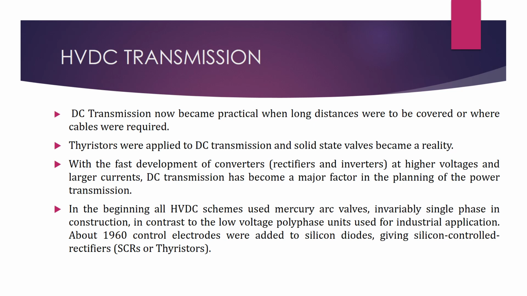So now, with the fast development of converters, both rectifier and inverters at higher voltages and larger current, DC transmission has become a major factor in planning of power transmission. In the beginning, all HVDC schemes used mercury arc valves in construction. Later, due to the development of SCR and thyristors, it has switched to power converters.